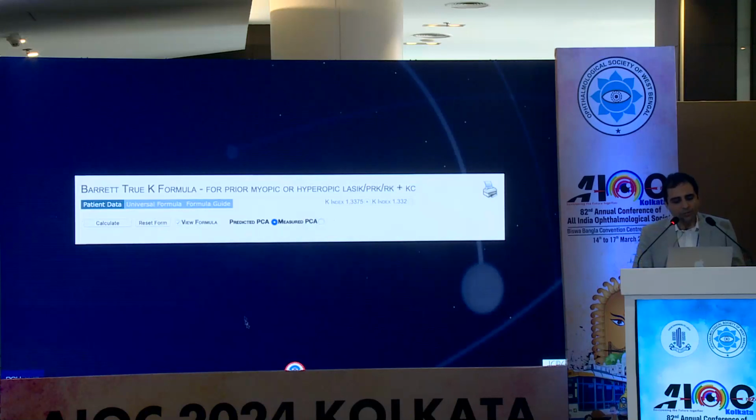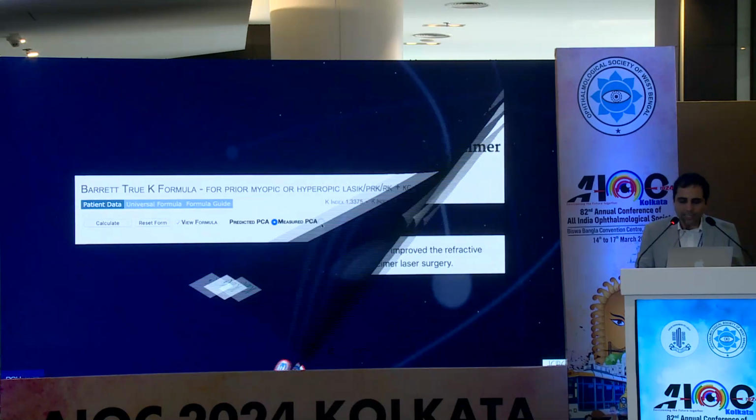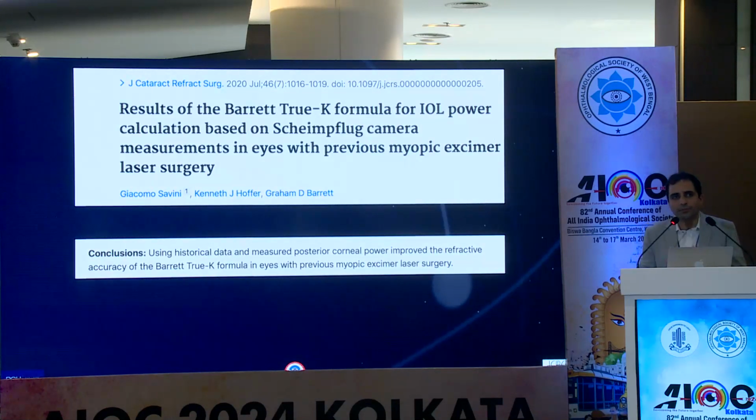So when you go online to the Barrett formula, you have two options. The default is the predicted PCA, which means the formula uses a fixed algorithm based on the anterior corneal curvature that you add. But if you want to add your own posterior corneal values, you can just switch the mode to measured PCA and enter the values. As we discussed recently, just before this talk, all of the studies so far have shown that in a virgin normal eye, it doesn't matter whether you use the posterior cornea or not.